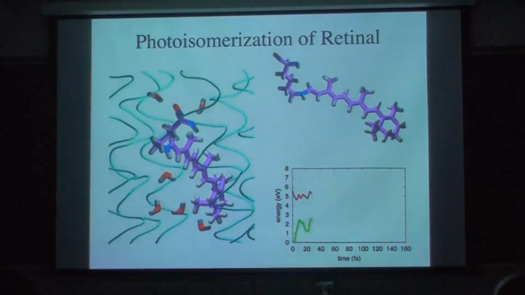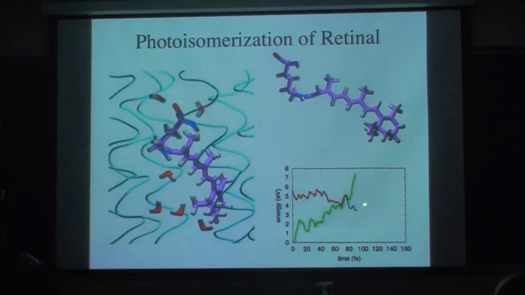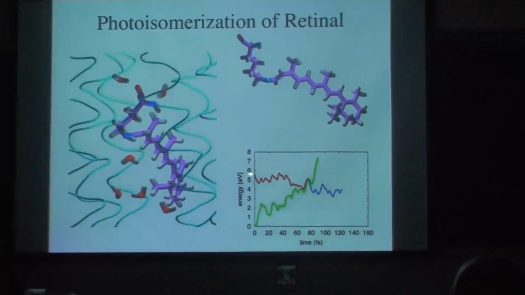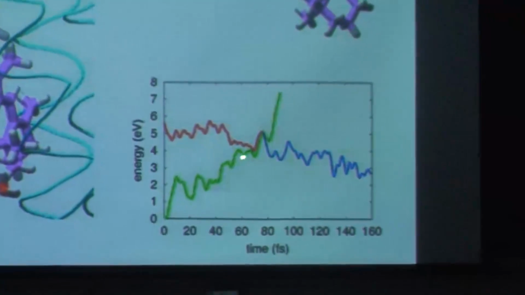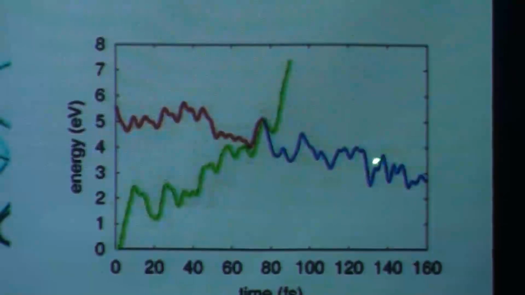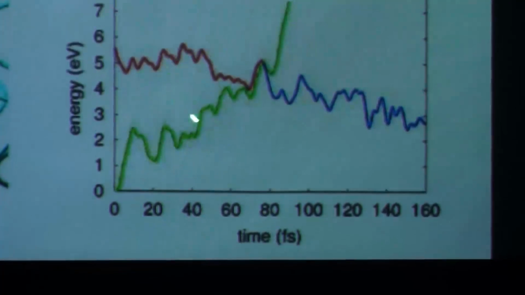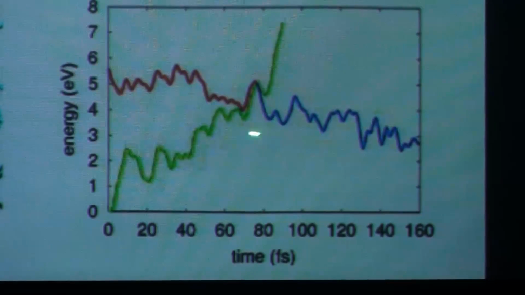Okay, here you see the energy. We go to the excited state in red. This is the ground state, so we go here, we are in the excited state, and then the states cross, and the ground state becomes the excited state, and the excited state becomes the ground, and we are going down. So that is the key point that happens in this molecule.